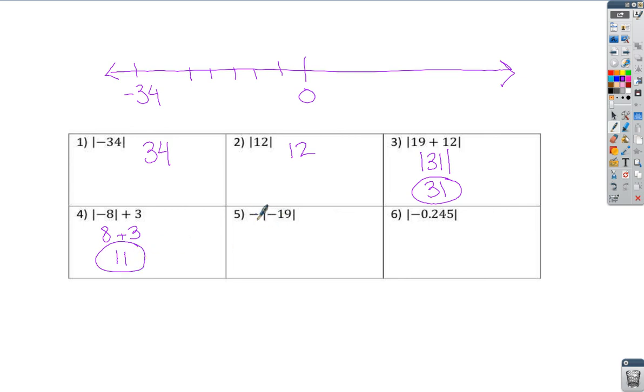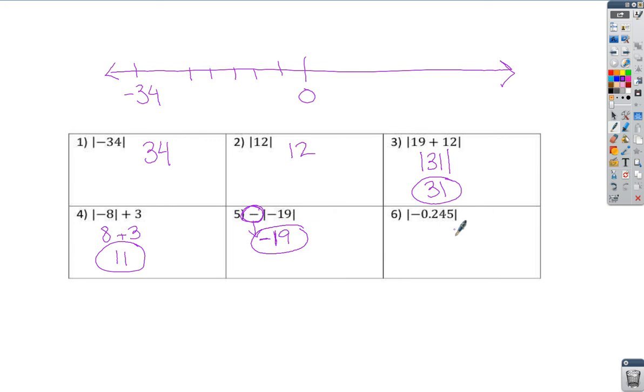Okay, number 5, we have negative absolute value of negative 19. So we need to do order of operations first. So our grouping is negative 19 in the absolute value. We have to take that absolute value first. So the absolute value of negative 19 is 19. And we can't just get rid of this negative sign here. We need to bring it down. So we now have negative 19 as our answer.